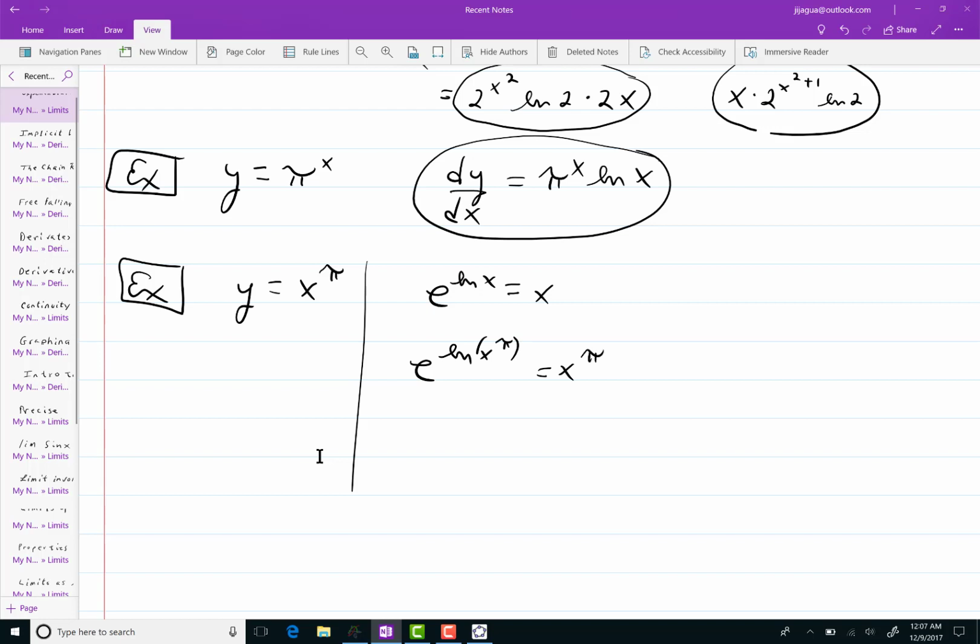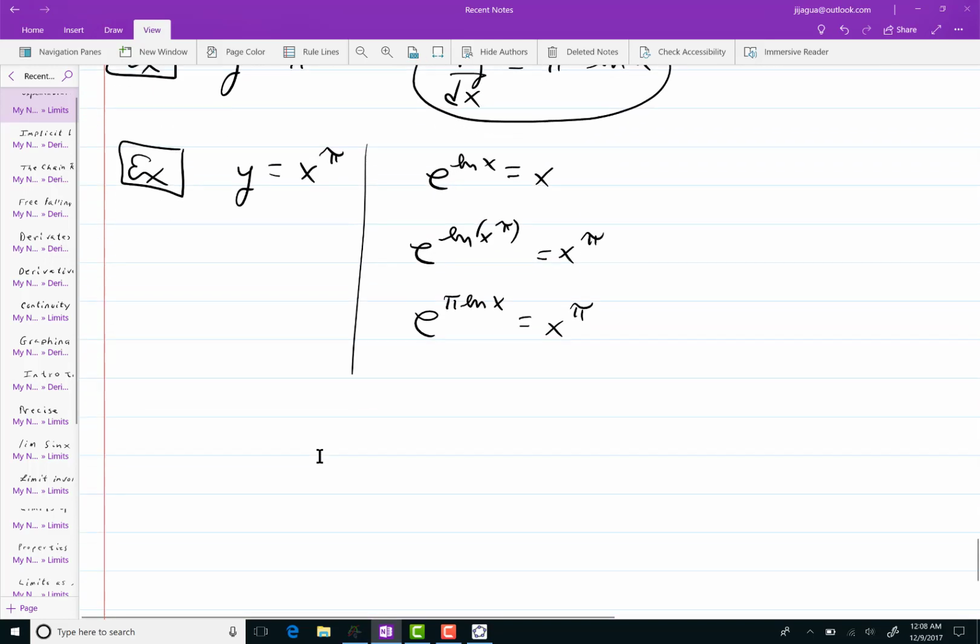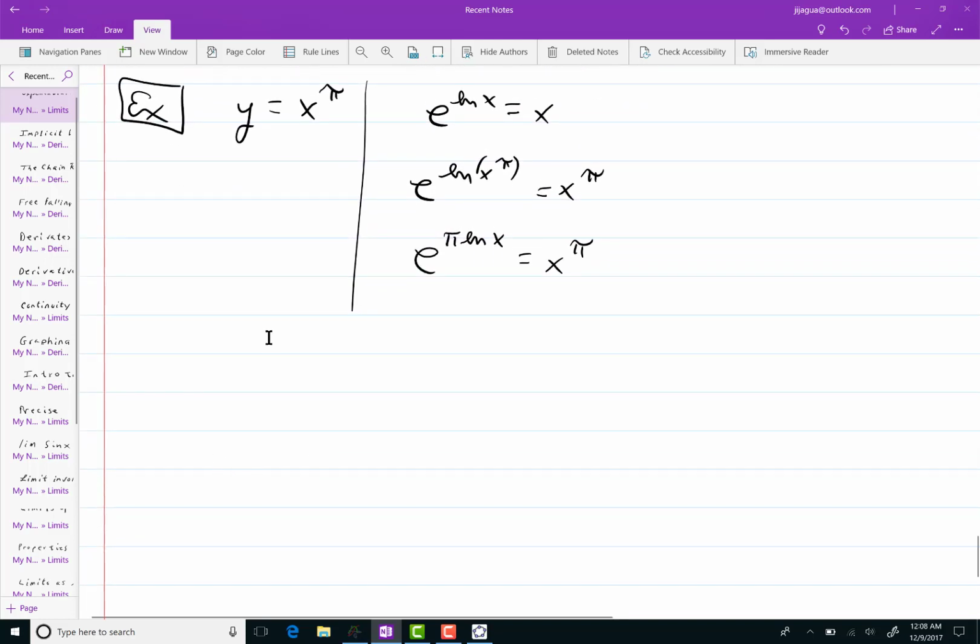Well, notice that e to the ln of x is x. So e to the ln of x to the pi is x to the pi. This is going to allow me to deal with exponents that are different from rational numbers. Do you see the pi? I can pull the pi out front of the ln. Now let me take the derivative of both sides with respect to x.